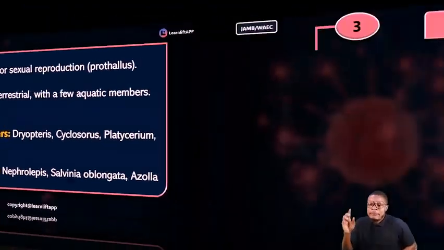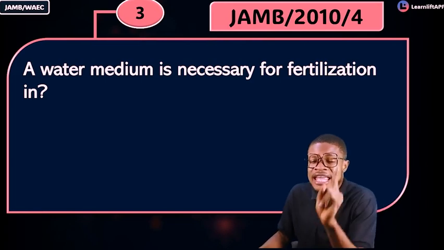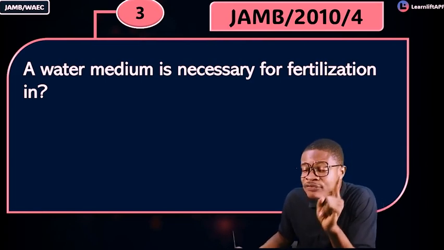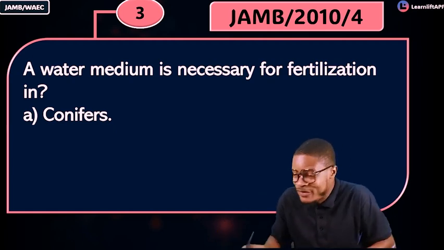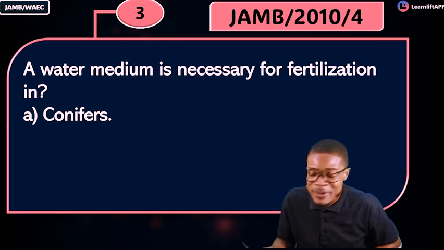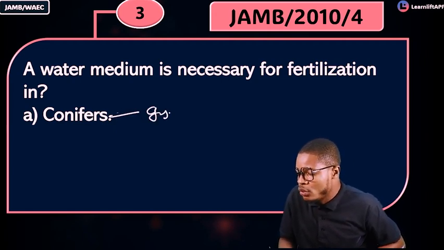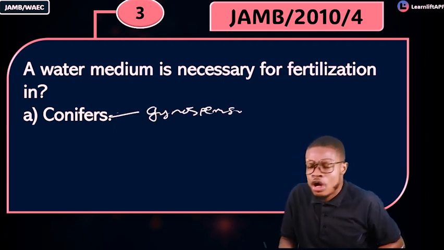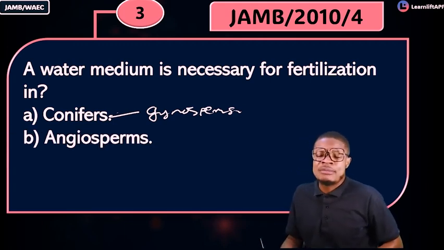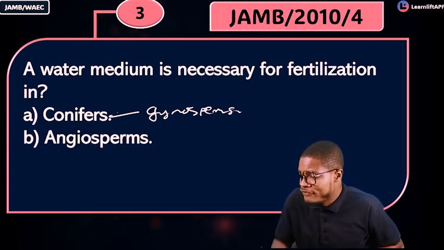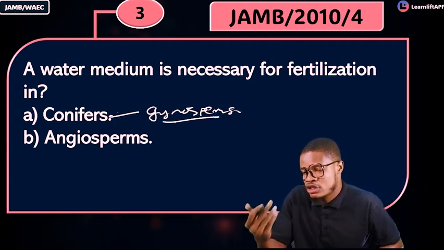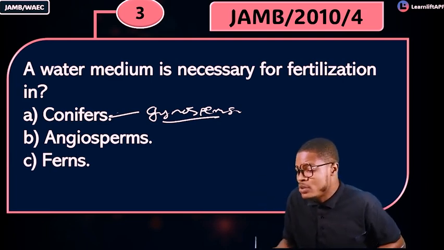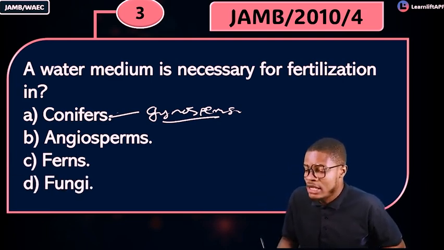If you get that, please look at JAMB 2010 question 4, where JAMB brought this question. A water medium is necessary for fertilization in. Option A, we're giving conifers. Who are conifers? Of course, conifers are the gymnosperms. Option B, we are giving angiosperms, which are the flowering plants. In fact, your gymnosperms and your angiosperms, they are the seed-bearing plants. Option C, we're giving ferns. Option D, we're giving fungi.